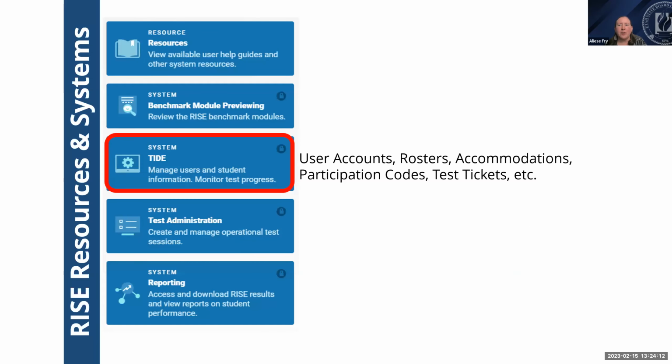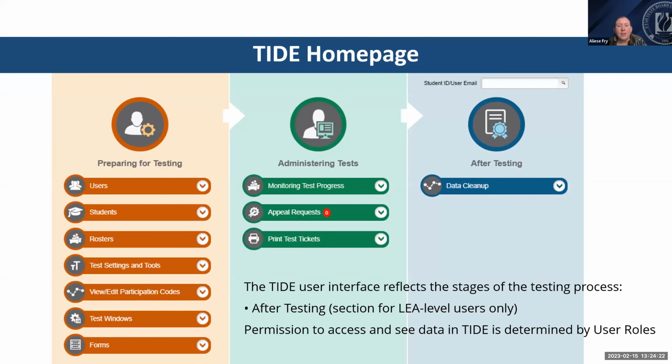So now that we've covered the resources, we're going to skip down to TIDE. When you first select the TIDE option, you're going to be prompted to log in with your credentials. And once you've done that, the landing page is going to look like this. The TIDE homepage reflects the stages of testing in the process itself. So you've got a preparing section, the administration section, and then the after. Note that the after testing, that blue section, is for LEA level users only. So if you're a teacher or a testing coordinator, you're only going to see the first orange and green sections.